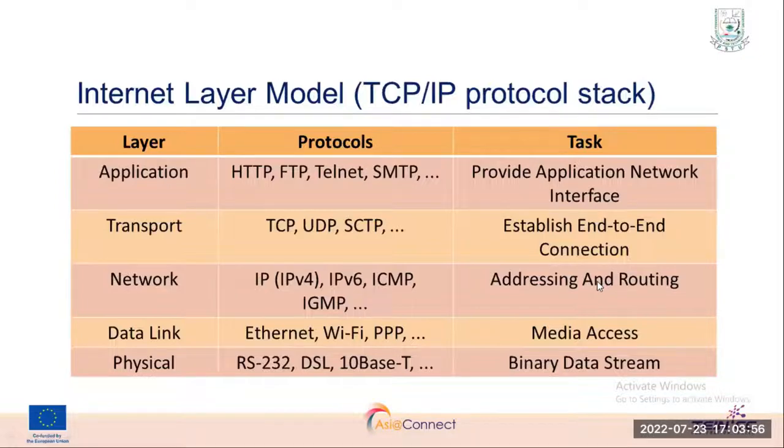In the data link layer, there are Ethernet, Wi-Fi, or PPP to access the media. And in the physical layer, RS-232, digital subscriber line, 10BASE-T, that type of protocol converts the data into signals as binary data streams.